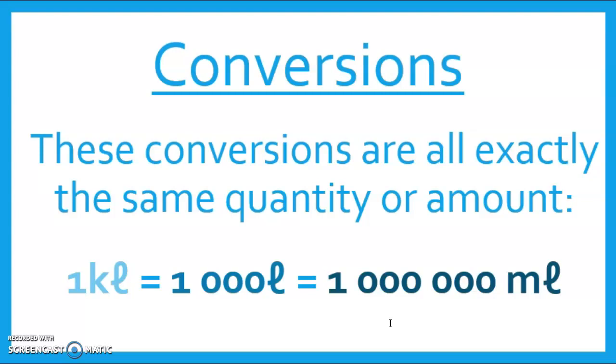Now let's see how these three conversions relate to each other. If we look at 1 kiloliter, you will see it's exactly the same as 1000 liters, and 1000 liters is exactly the same as and equal to 1 million milliliters.